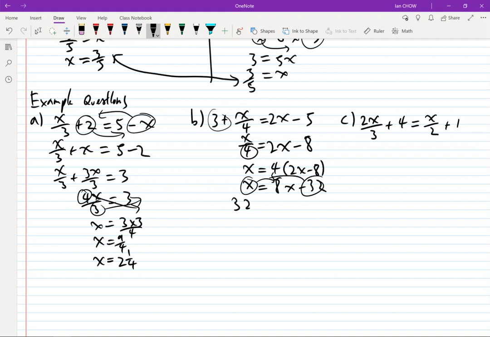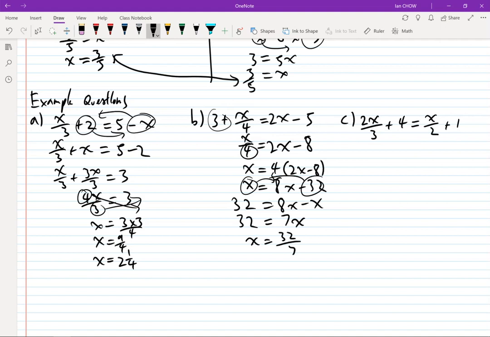So we have 32 is equal to 7x. 8x minus x, it will be 7x. So let me just show you that 8x minus x, just so that we are clear. So that is equal to 7x. I'm not skipping steps. And so x is now equal to 32 over 7.